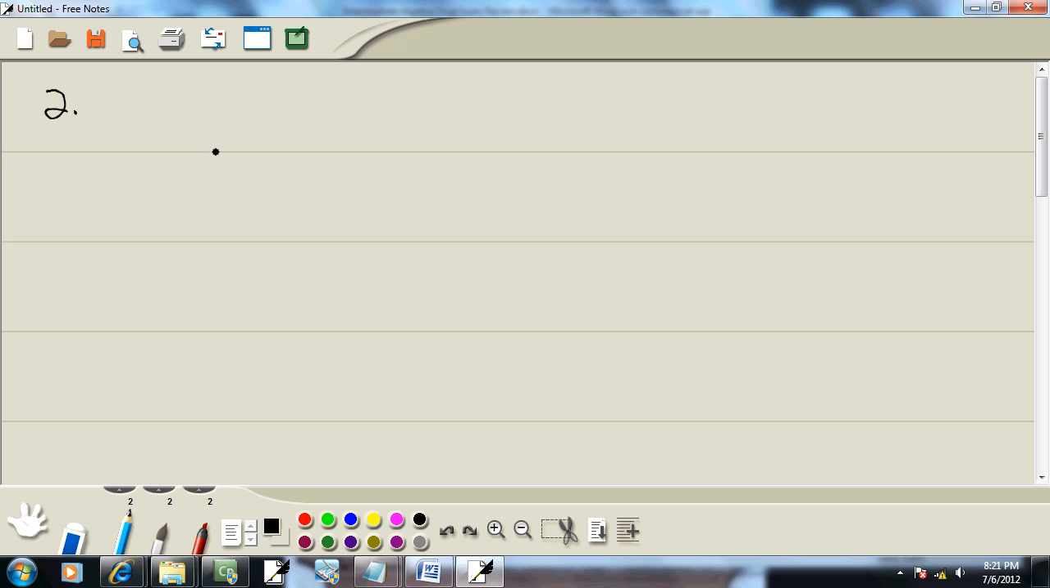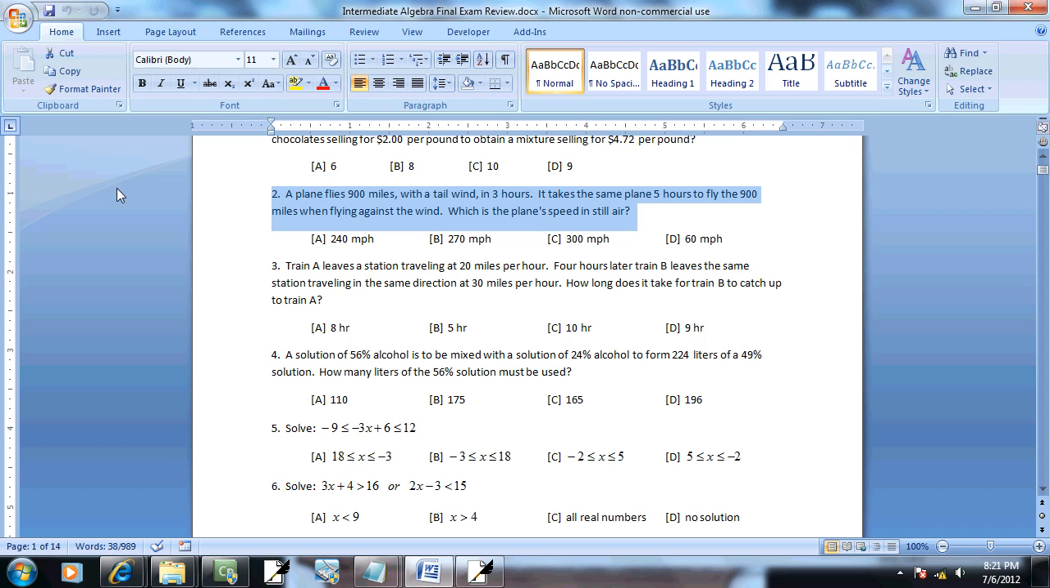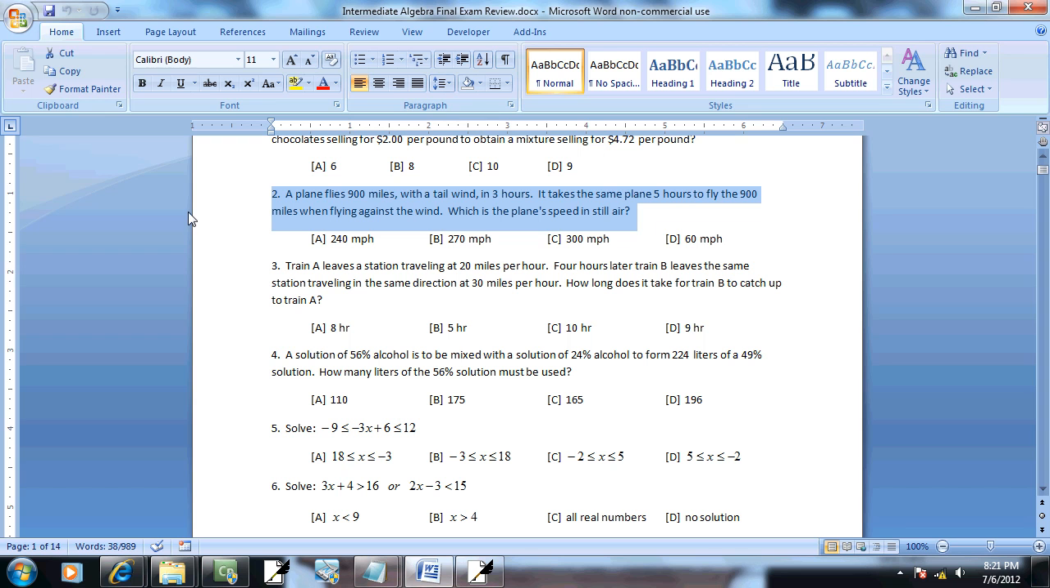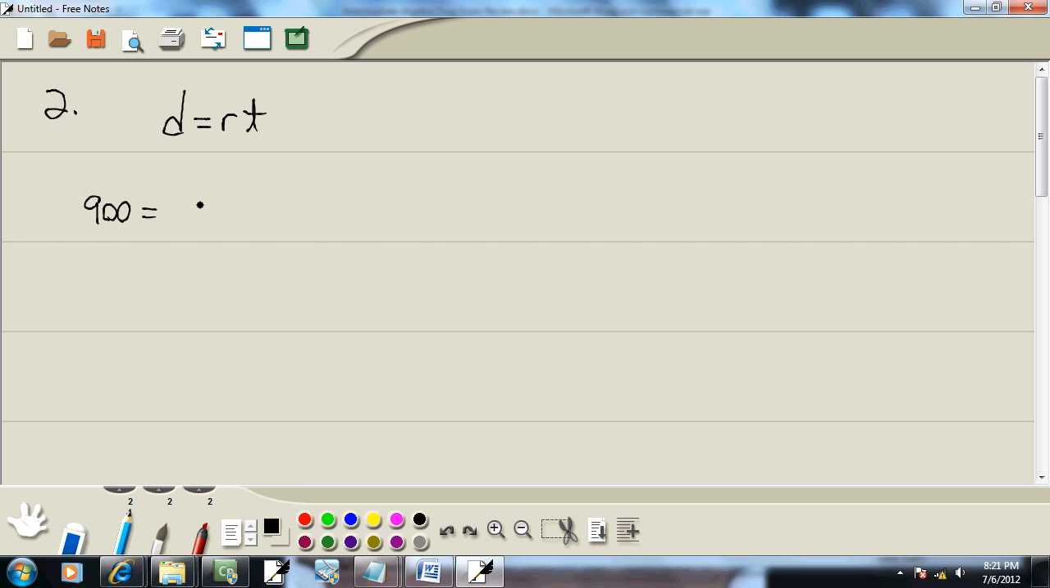Okay, now we're talking about distance here. Distance is going to be based upon this formula: distance is equal to r times t. Well, the first one: a plane flies 900 miles. So they're telling us distance is 900 with a tailwind in 3 hours. So they're telling us t is 3. And with the tailwind, we'll come back to that. So this would be times 3.